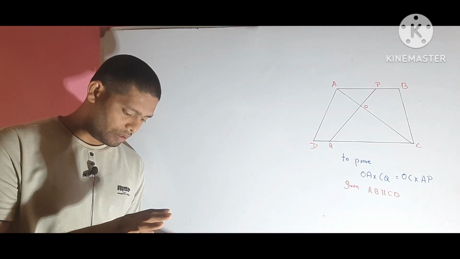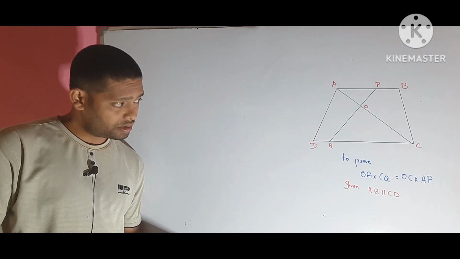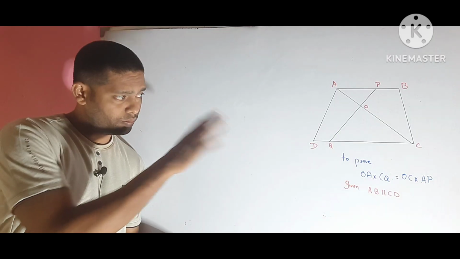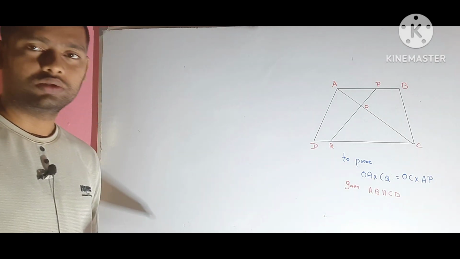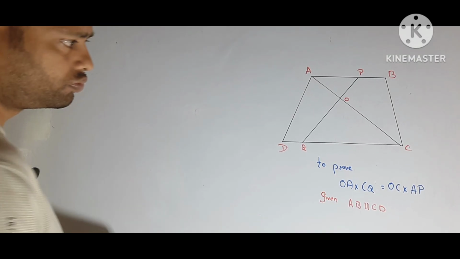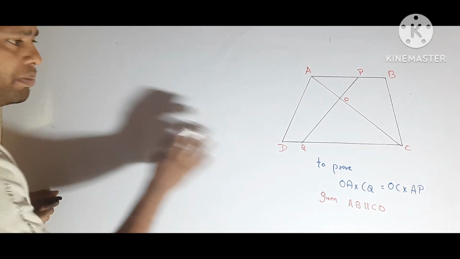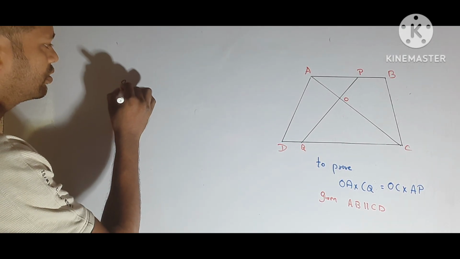They have given you that AB and DC are parallel and they intersect at O, and nothing else, and they told you to prove. Let me see what we can do. So we have to prove this one. First let me break this down, what we can do from here.